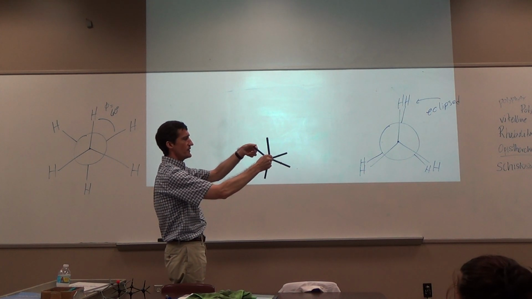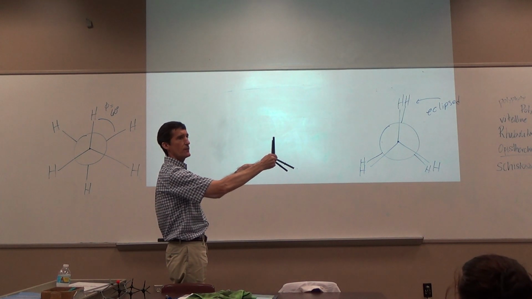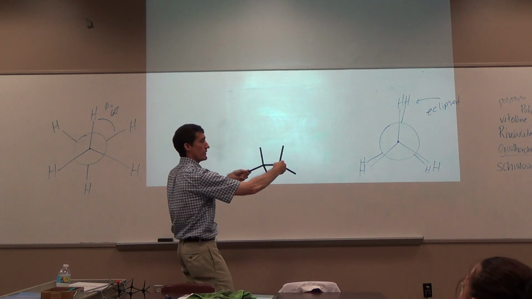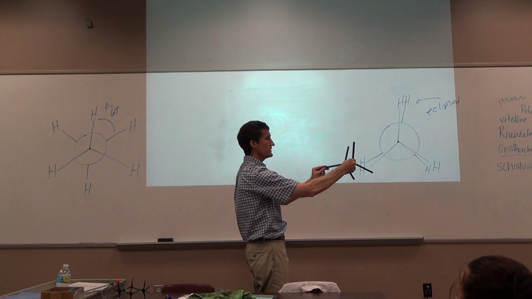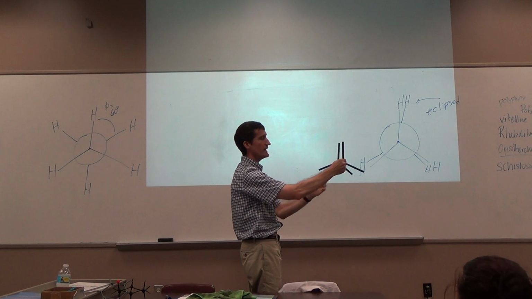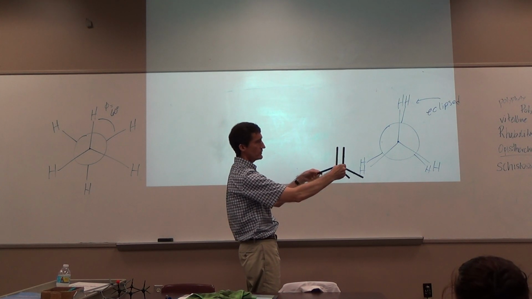Now let's rotate another 60. Okay, there we go, another 60. Now what are we back to? Now we're back to the eclipse. Is that eclipse any different from this eclipse? No, it's the same, because these are all H's. Now we're back to that high energy, and we rotated a total of 120.